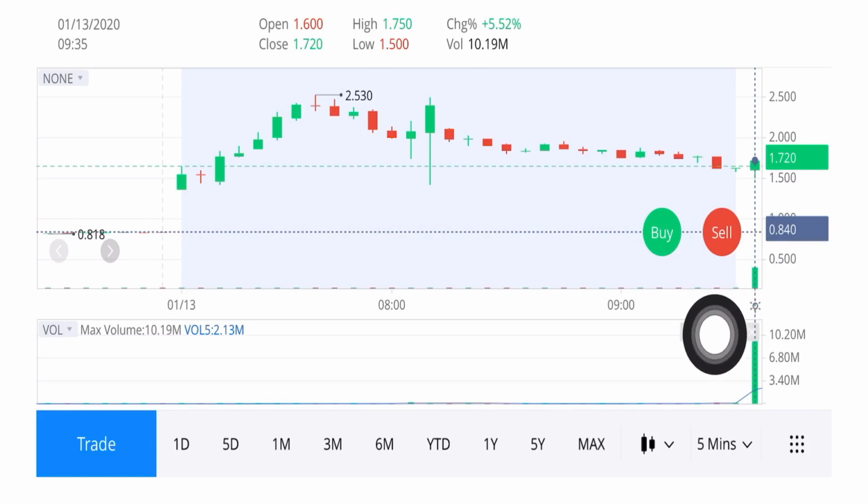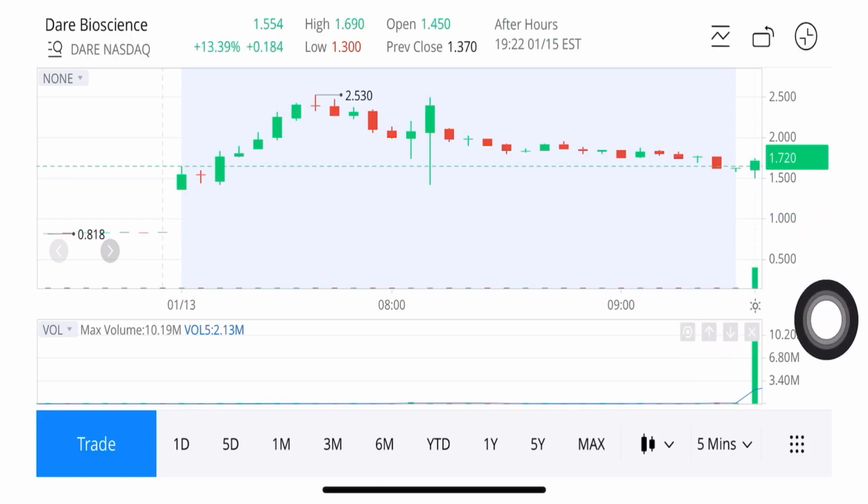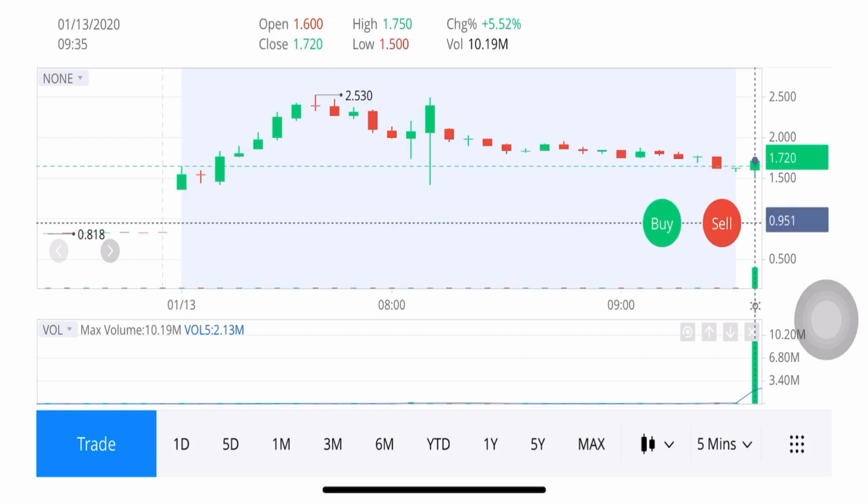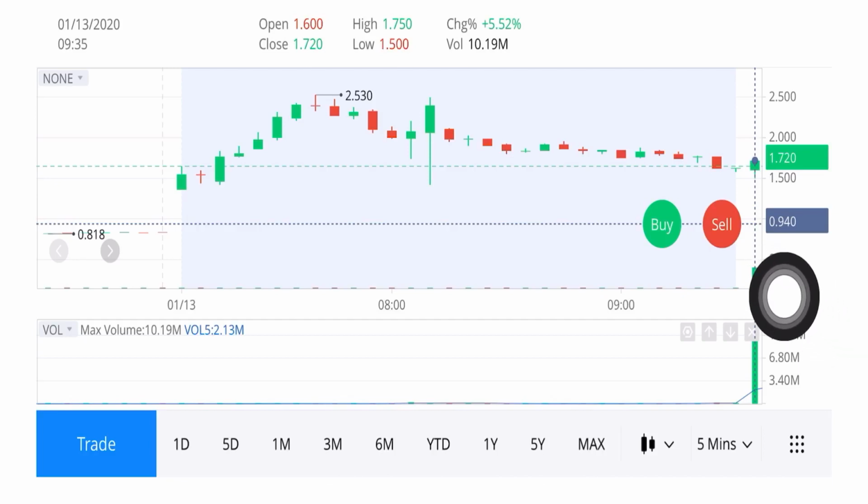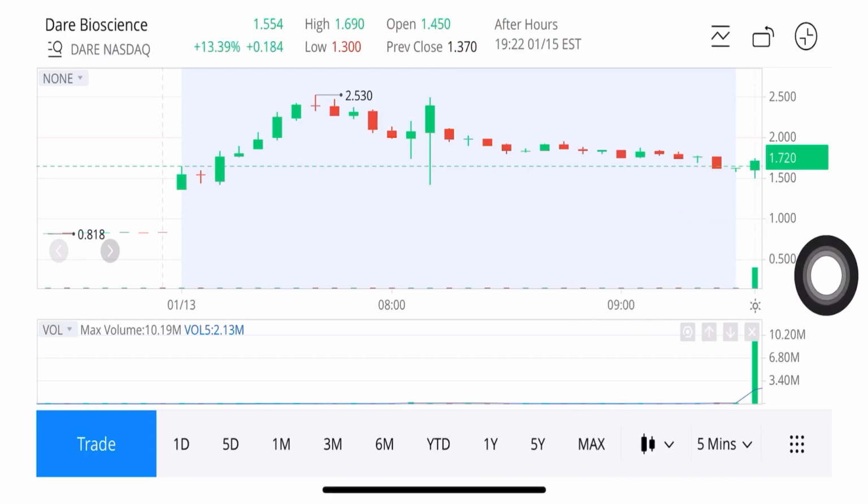Let's assume you saw the volume, and you saw the hammer candle, and you entered somewhere in between, let's say $1.60 to $1.75. Let's say it was $1.70 was your entry. With that in mind, now that you've entered at $1.70, you need to know where you're going to sell at.